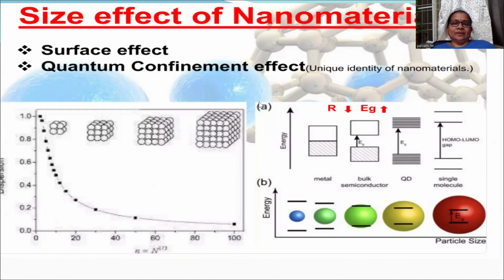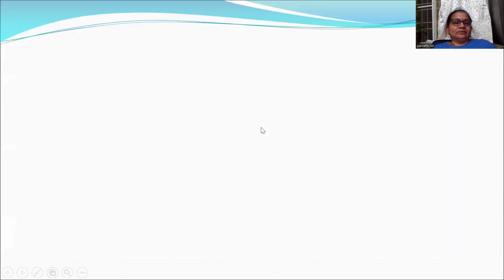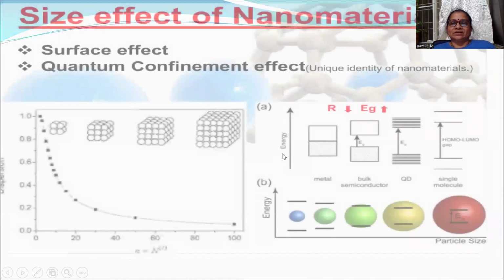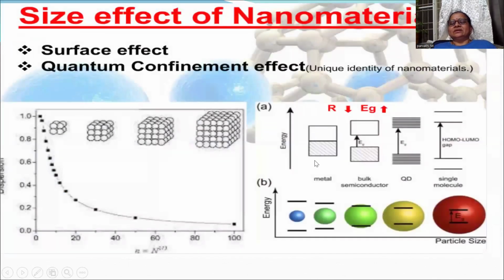Reactivity is less when the stability is more; those two are in contrast, right? So reactivity is less if the energy gap is high, and if the energy gap is less, reactivity is high. Like that, it shows different materials like metal, bulk semiconductor, and semiconductor single molecule, with the reactivity energy graph here.